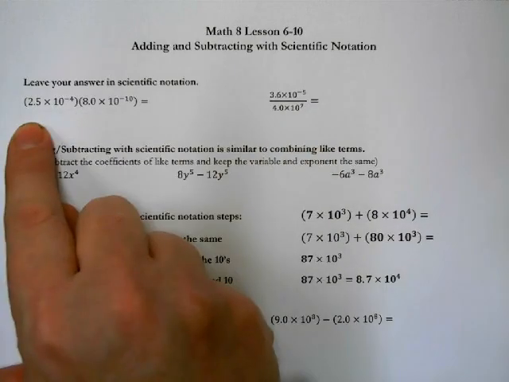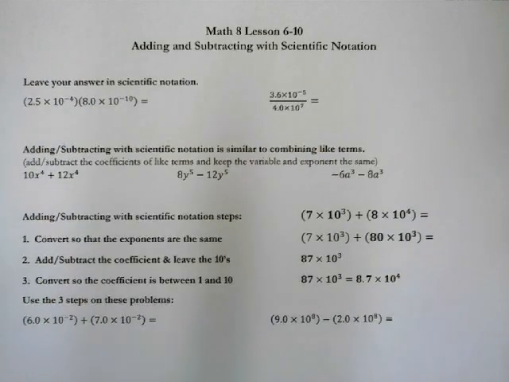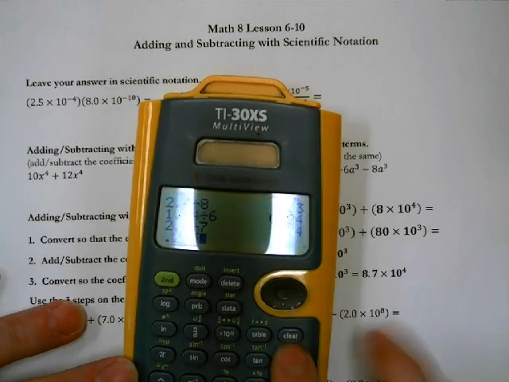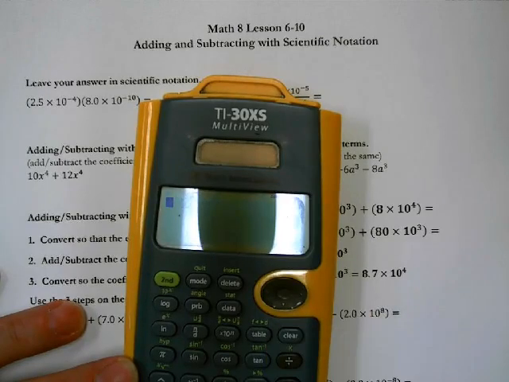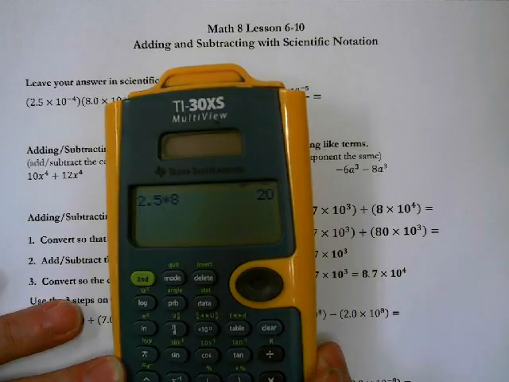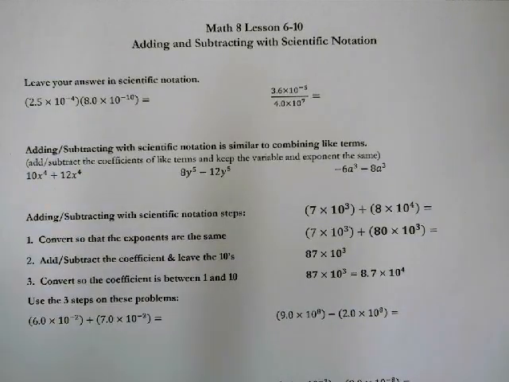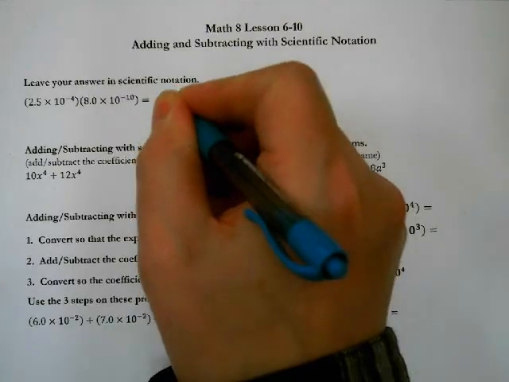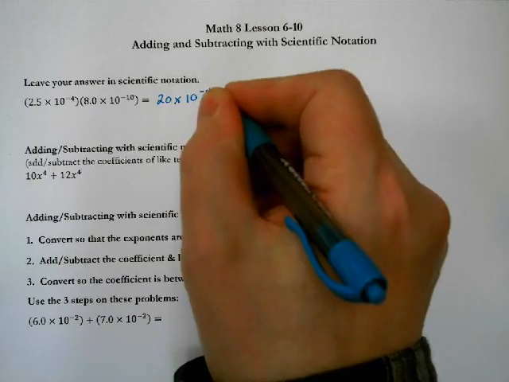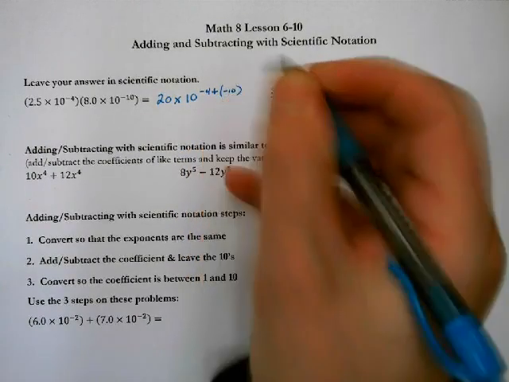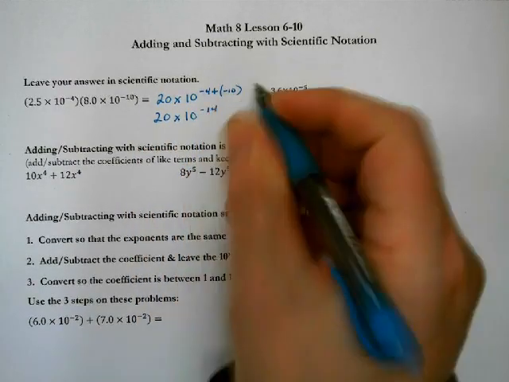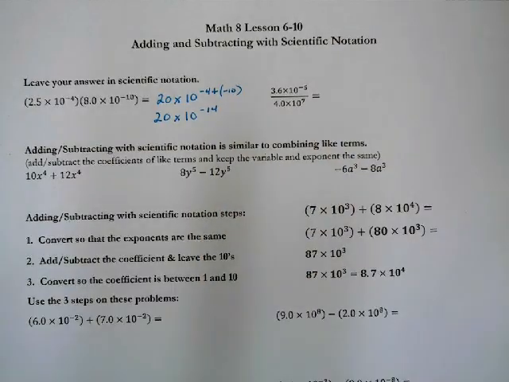So let's go ahead and do this. 2.5 times 8. Let's see, 2.5 times 8. Yeah, it's 20, not 2.0. What was I thinking? So that gives me 20 times 10, and then I'm supposed to add these exponents, -4 plus -10. So I get 20 times 10 to the -14th power, because I got two negative numbers. I add the numbers, keep the negative sign.